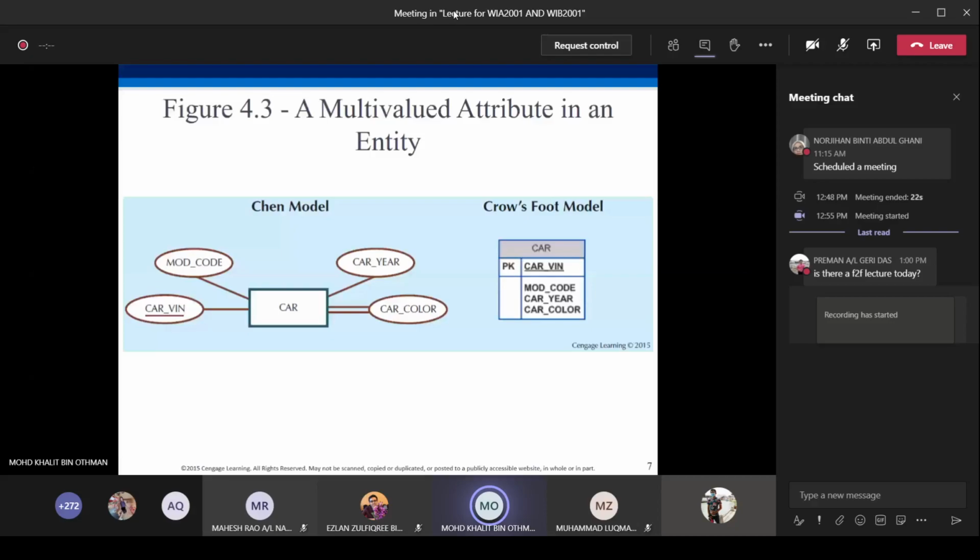And in Chen notation, a multi-valued attribute is indicated by a double line connecting the attribute and entity. So if you see a double line connecting attribute and entity, we can know that attribute is a multi-valued attribute.